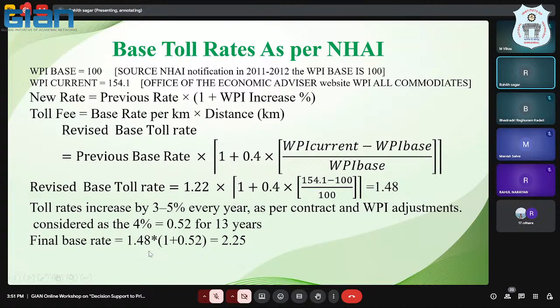So the final base rate will be 1.48 into 1 plus 0.04. Here, as per contract and WPI adjustment, we have taken 3 to 5%, so we have taken 4% over 13 years, which is 0.52. So the final base rate is 1.48 into 1 plus 0.52, which is 2.25.